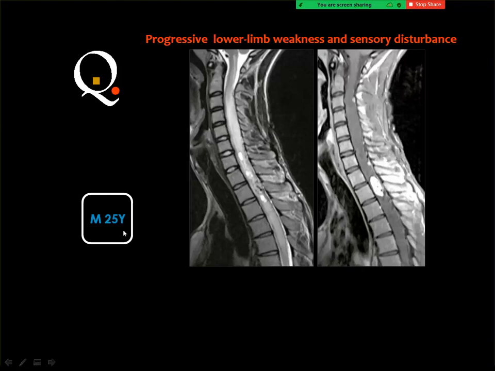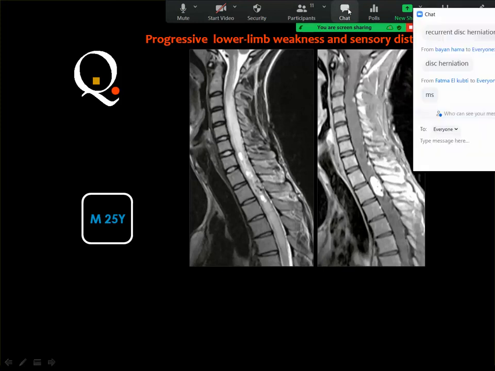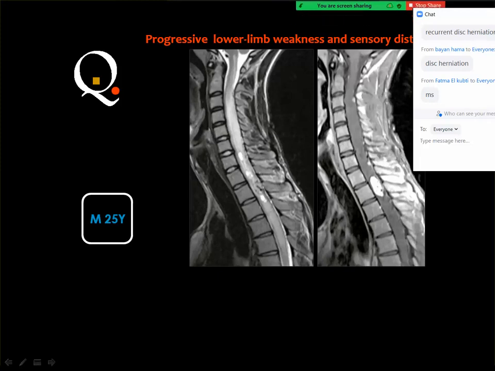This patient is a male patient, 25 years old, with progressive lower limb weakness and sensory disturbance. Then you got in the T2 weighted image extensive expansion in the spinal cord. And in the post contrast image, you got multiple lesions. This is one, and another one, and the bigger one in the lower part. Then what do you think? MS? No. This is not MS.